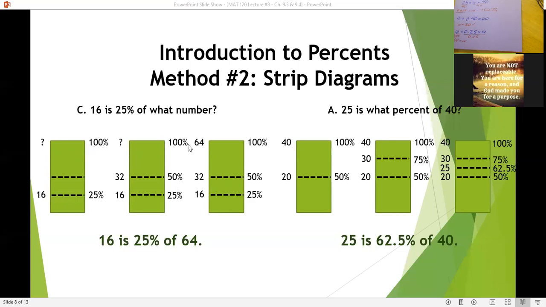Looking at it here now, to figure out what that number must be, you could go up from 25% to 50%. If you double it, you'll get 32. And then if you want to go from 50% to 100%, you can double it again and get your 64. So it's kind of a funny way that it's written, guys.